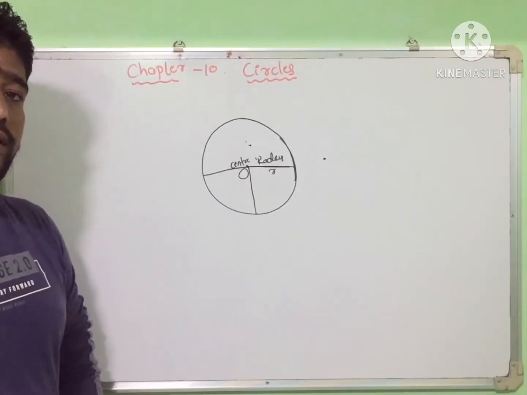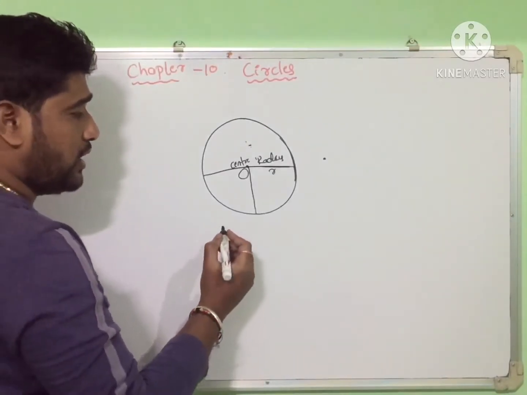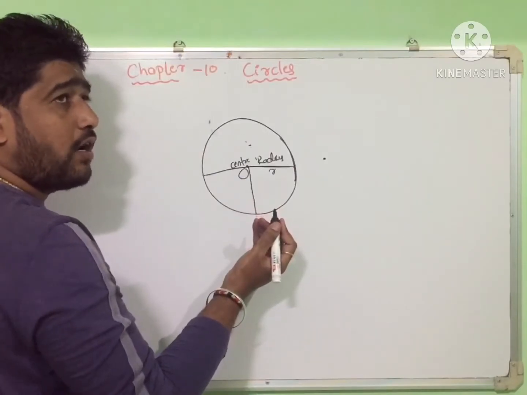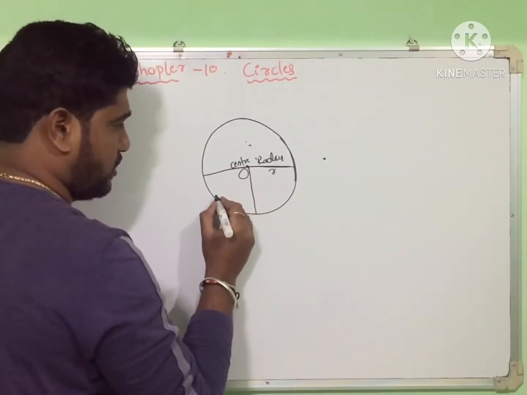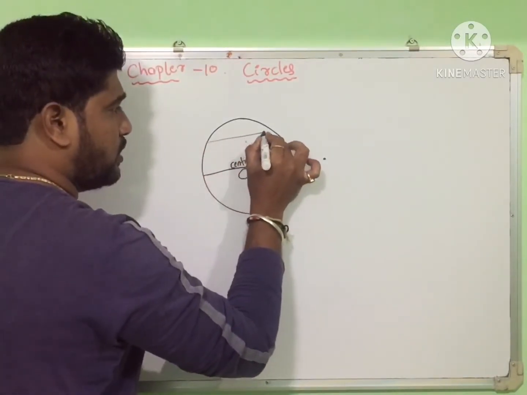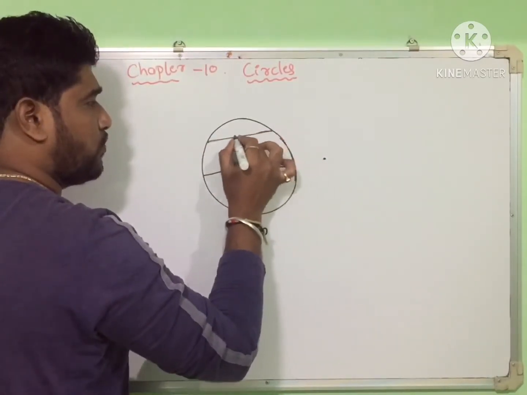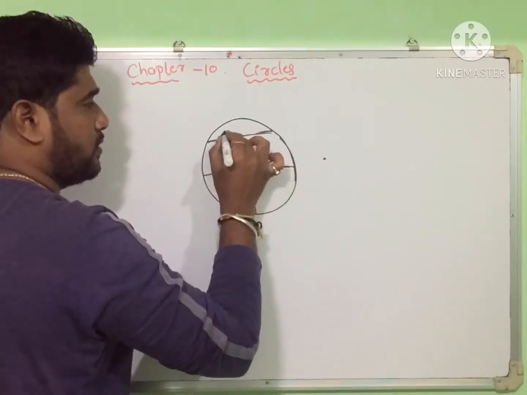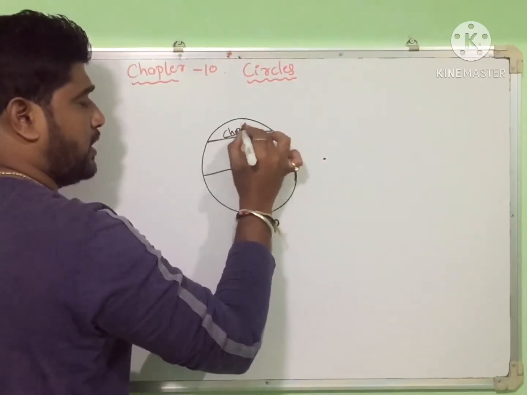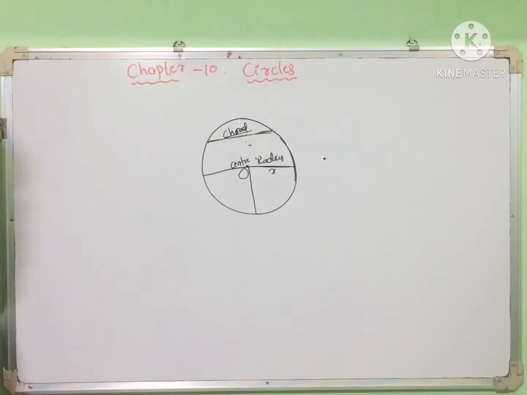And now, the chord. What is a chord? The line joining any two points on a circle. So here, these two points joined by this line, this one is called a chord. It is a chord, right?